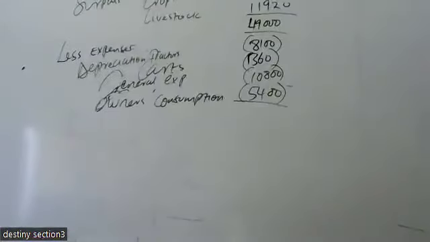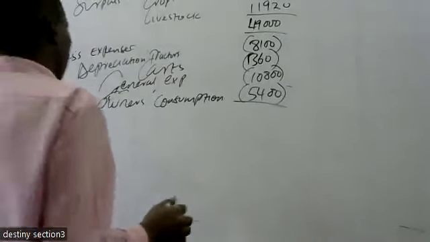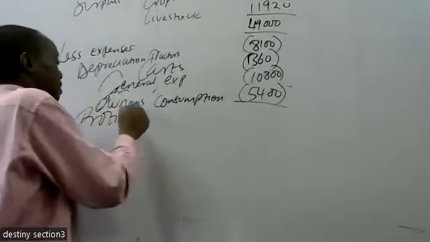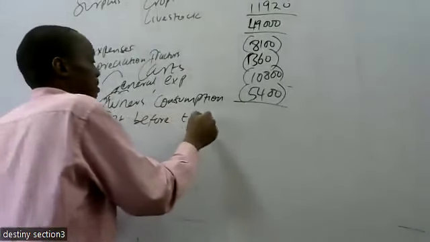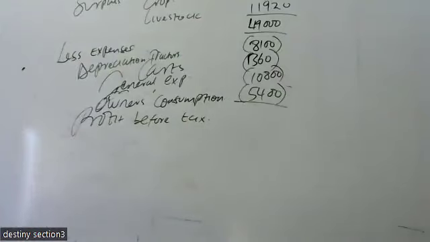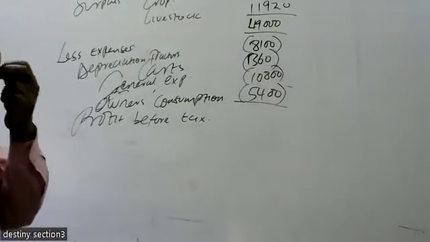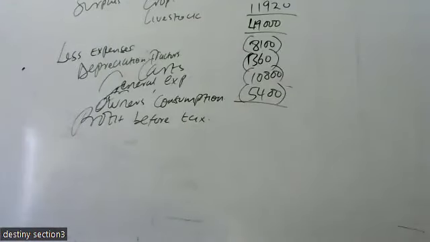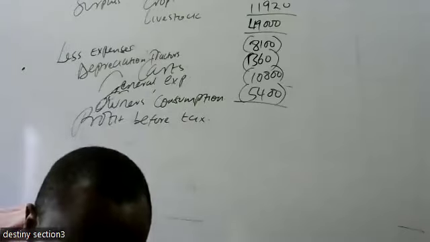Now get for me the corrected profit before tax. Just from the figure you obtained, subtract 5,400. So owner's consumption is credited in the revenue account, debited in the profit and loss account. 24,340. Correct.